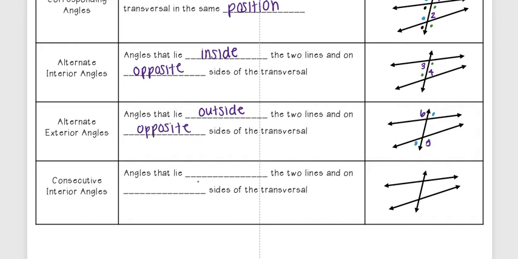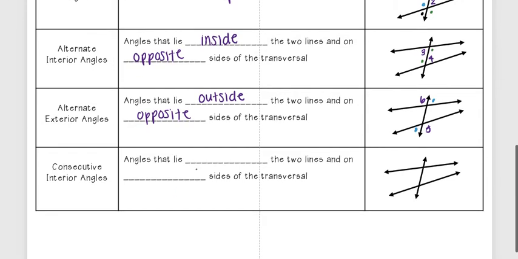And then the last angle pairs that we have are consecutive interior angles, and those are angles that lie inside the two lines, but they are on the same side of the transversal. So like for example, here inside the two lines, but they're on the same side. The other example would be this angle and this angle. Inside on the same side of the transversal.